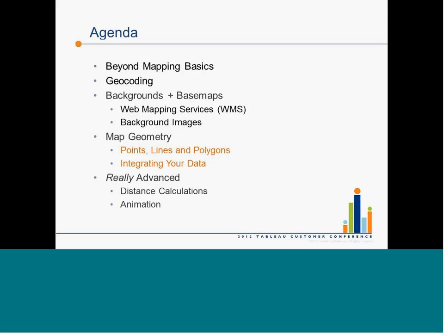Okay, coming back to map geometry. We talked about raster data, backgrounds and base maps, those WMS and background images. Those are raster images. We're using JPEGs, PNGs, all kinds of image files that you might find, whether they're map data or non-map data. These come in and they're stretched or displayed in the background behind your marks that are coming in from Tableau chart types.